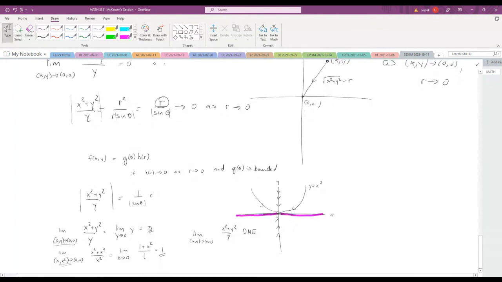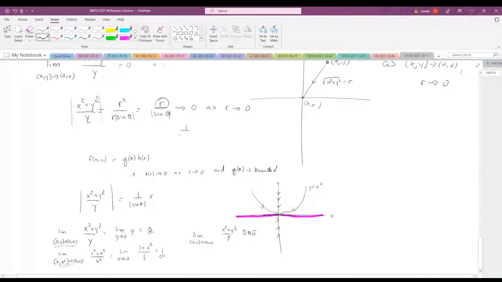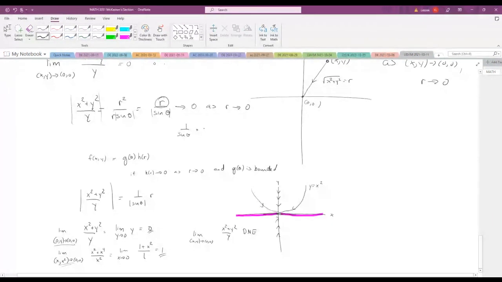Well, when you say bounded, what does it mean? Doesn't go below... 1 over sine theta can go to infinity, right? As theta goes to 0. So you essentially have something that might go to infinity times something that goes to 0. That's actually indeterminate. Oh, okay. So that's the problem, right?